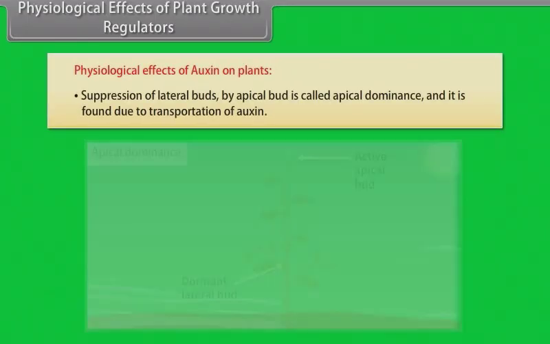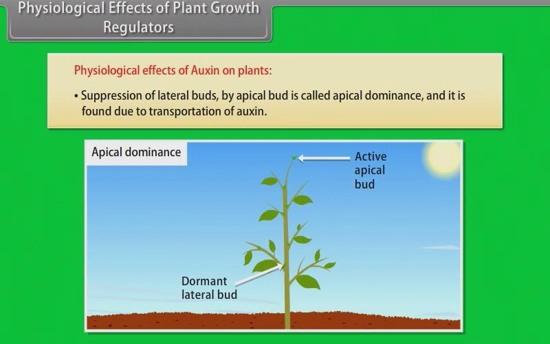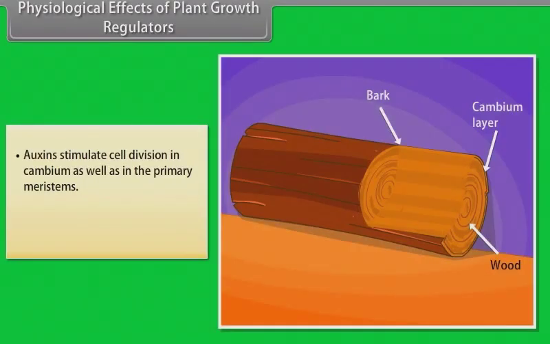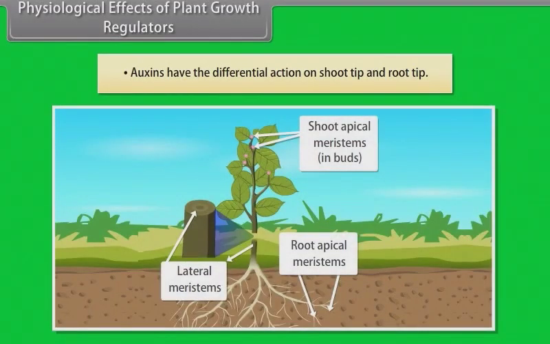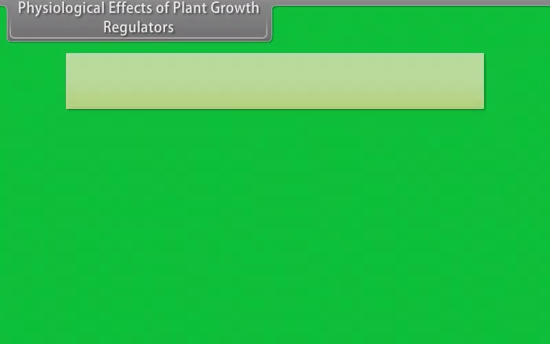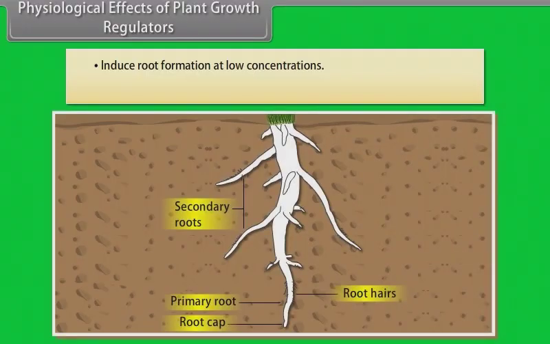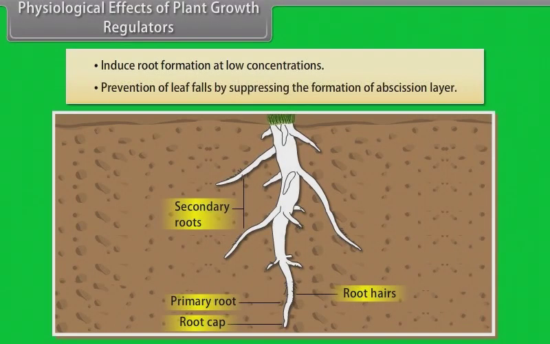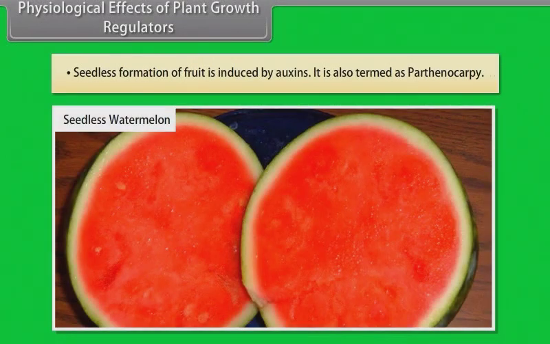Suppression of lateral buds by the apical bud is called apical dominance, and it is due to transportation of auxin. Auxin stimulates cell division in cambium as well as in the primary meristems. Cell elongation is an important role played by auxins. Auxins have differential action on shoot tip and root tip. They induce root formation at low concentrations. They prevent leaf fall by suppressing the formation of the abscission layer. Seedless fruit formation is induced by auxins. It is also termed parthenocarpy.